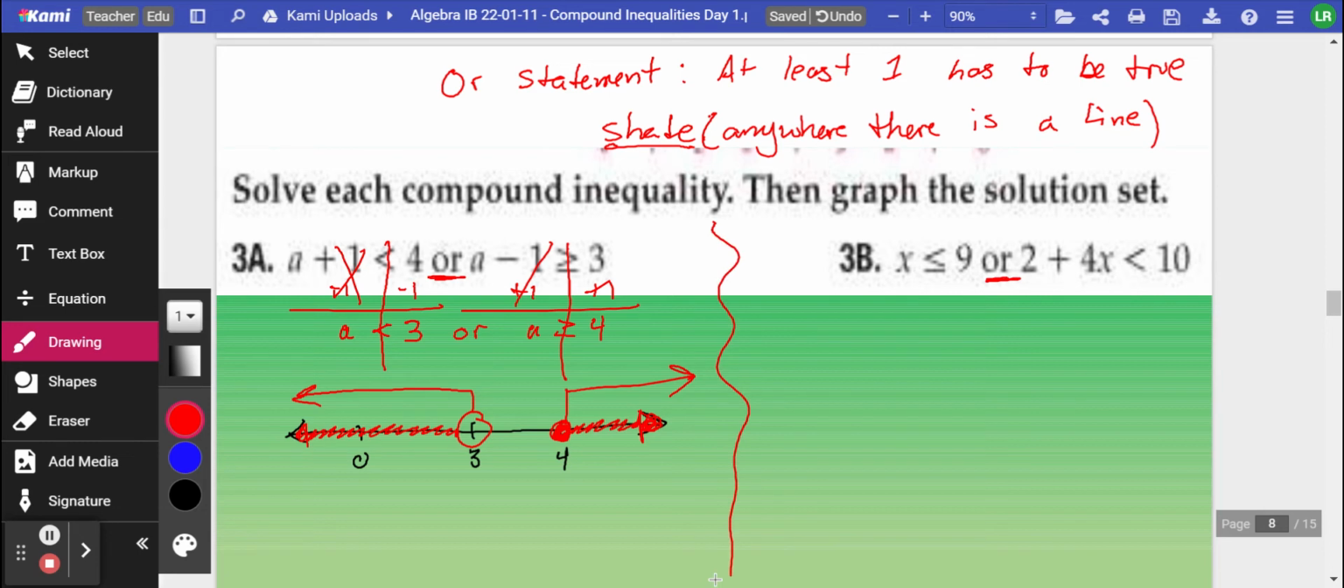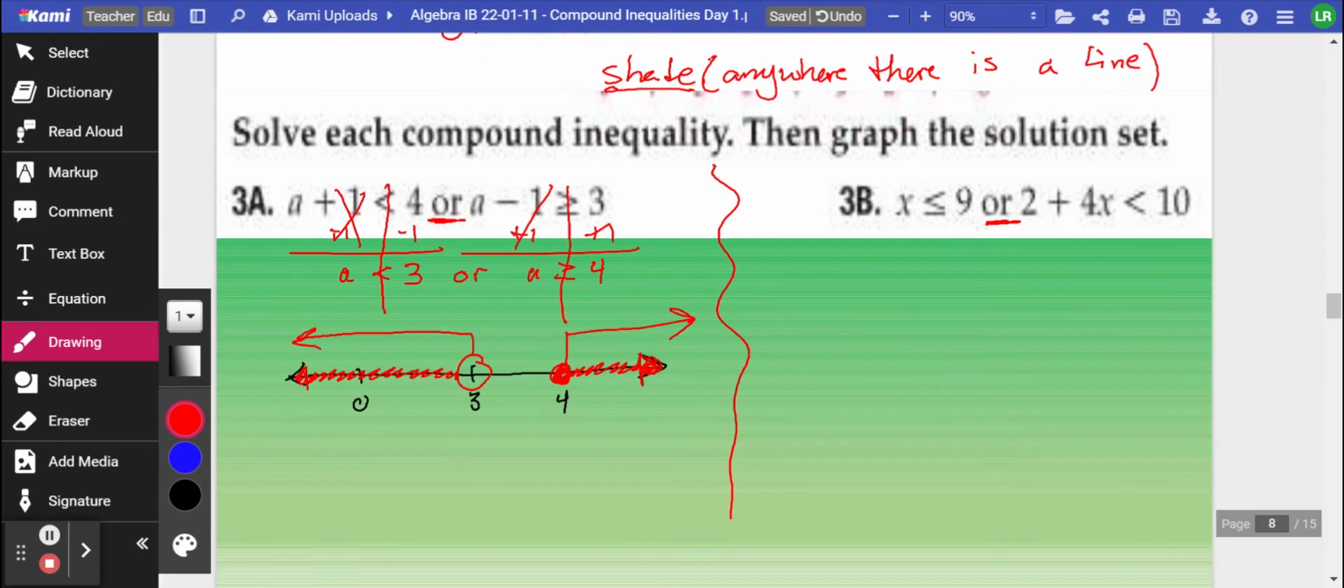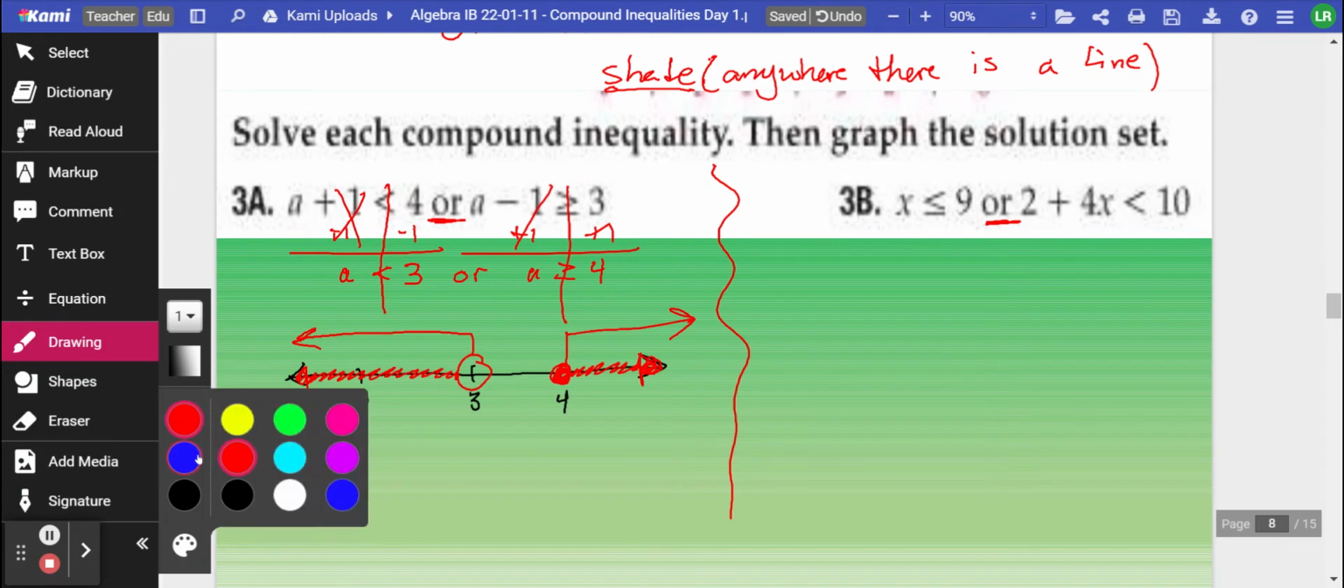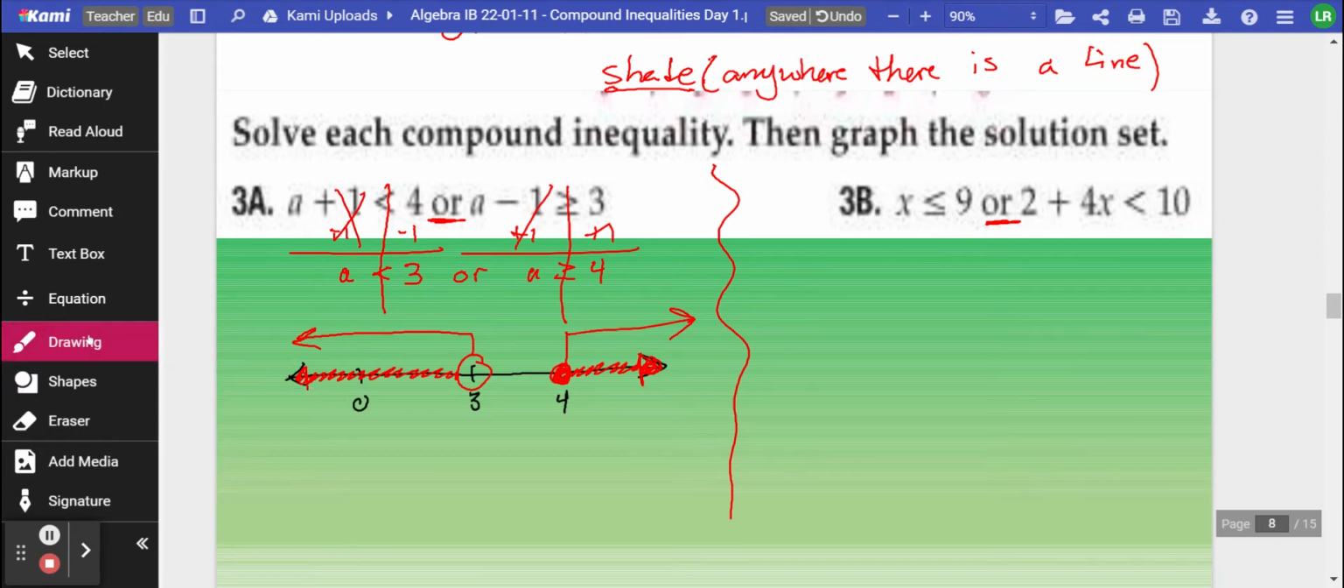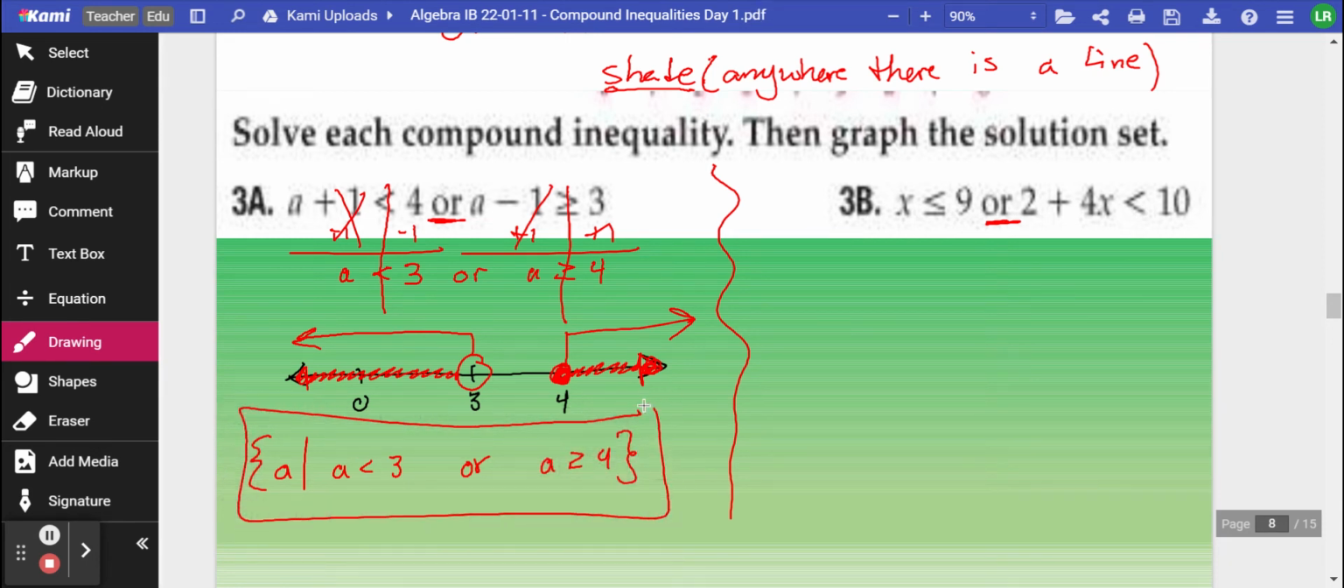And a good number of our problems that are or statements do look like this. Now, it does have 2 parts, and they are separate. So it's actually easier to write these in set notation. They're separate problems. It's A such that, and then we're just going to write the 2 problems down. A is less than 3. You've got to put the word or in between them. A is greater than or equal to 4. Okay, and that's it for that one.